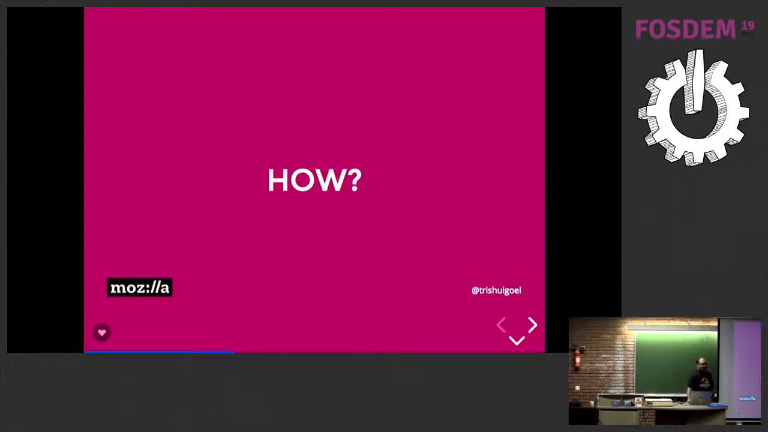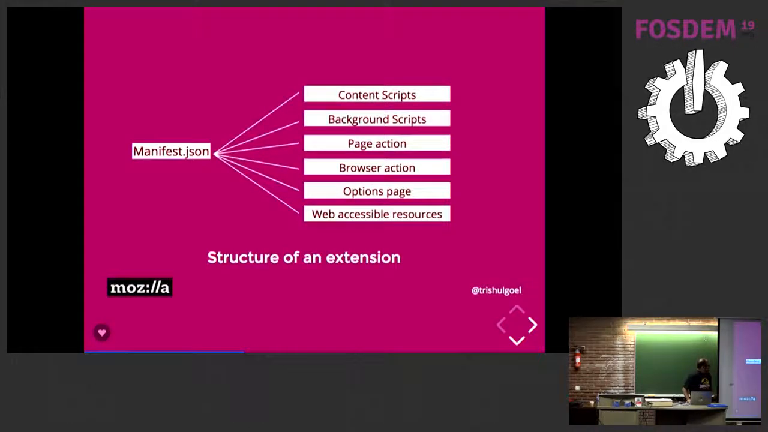How to do that? Let's get started. This is an interesting part. I am just sugarcoating it. It's the most boring part of this talk, because it requires some bootstrap coding. So this is the structure of an extension, how it looks. It has a manifest file. It has some components like content script, background script, page action, browser action. Yeah, these are fancy words. I'll make it simple for you guys.